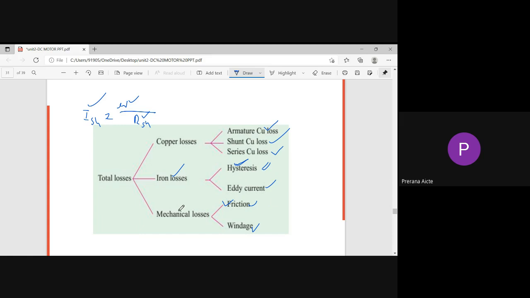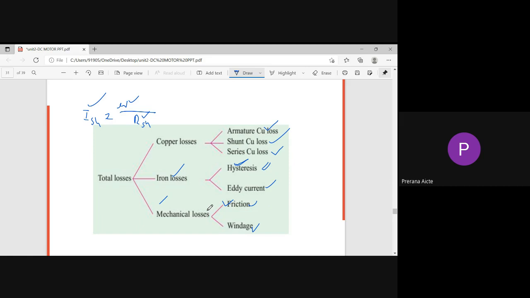Suppose we take a shunt motor. The speed of the motor is constant, so the mechanical loss is also constant. Iron loss is constant. The constant losses in a DC shunt motor are iron losses, mechanical losses, and shunt field copper losses. The variable losses in a shunt motor are armature copper losses. There is no series field winding in a shunt machine, so only armature copper loss is the variable loss.